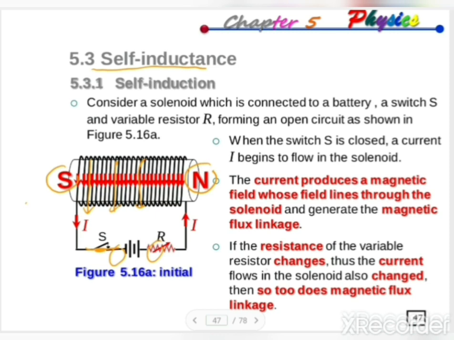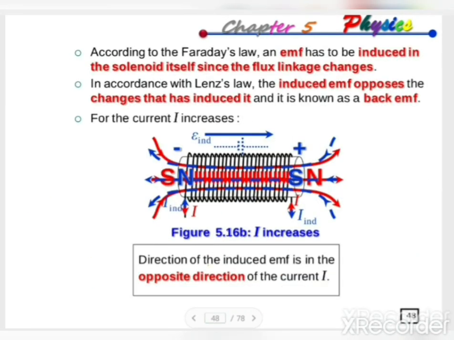If the resistance of the variable resistor changes, then the current flowing in the solenoid also changes, and so too does the magnetic flux linkage. According to Faraday's law, an EMF has to be induced in the solenoid itself since the flux linkage changes. By referring to Lenz's law, the induced EMF opposes the change that has induced it and is known as a back EMF.